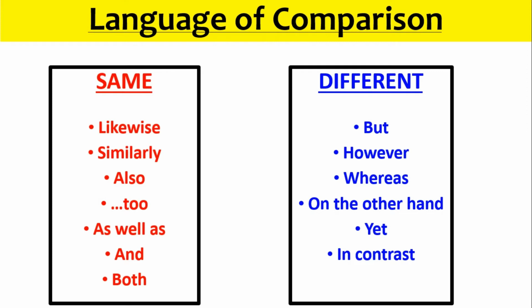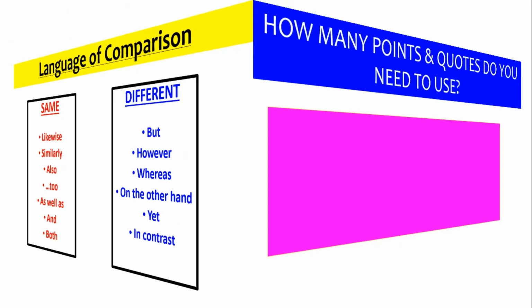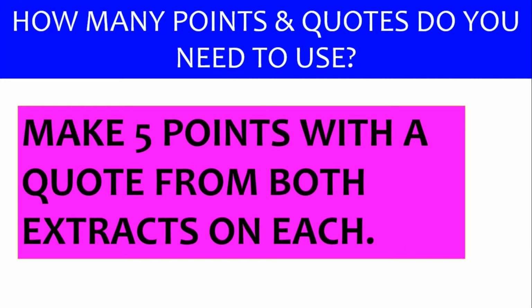So for example, I would choose likewise for saying similarities, and I would use however for saying differences. Don't worry about trying to use different ones each time. Just pick one and stick with it. How many points and quotes do you need to use?